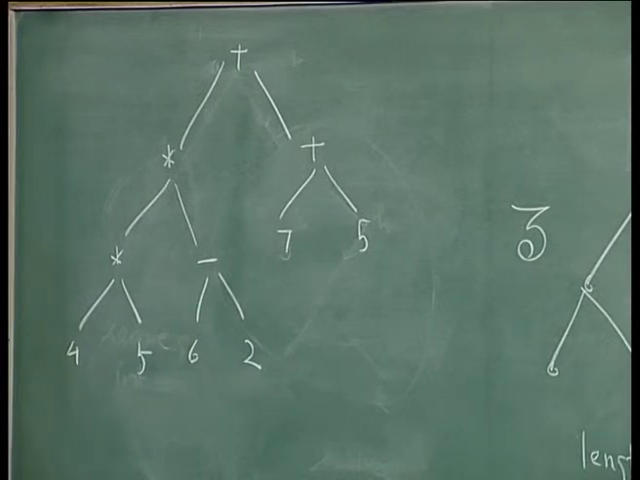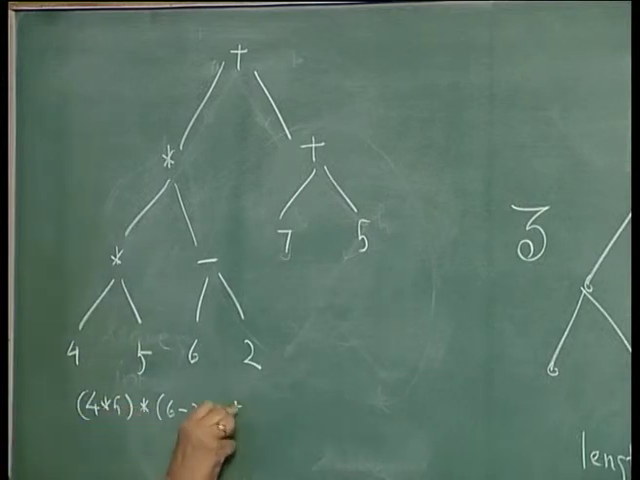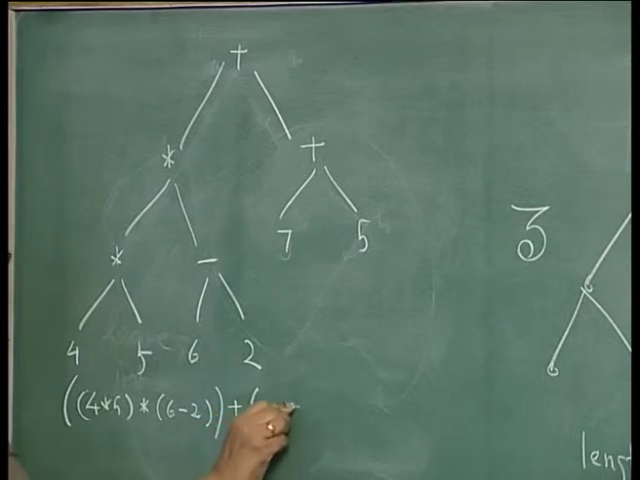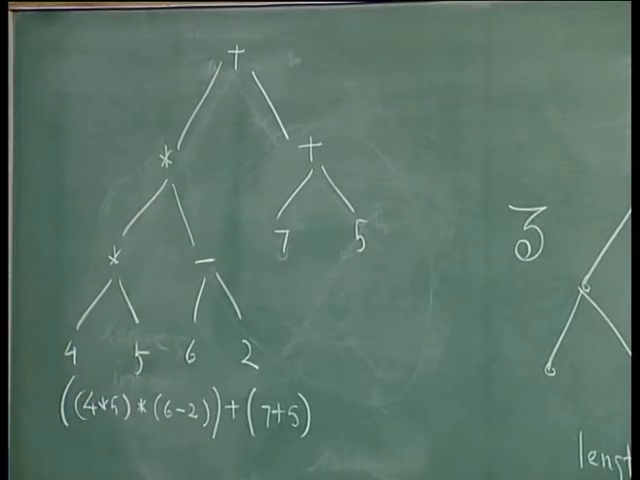What does this tree represent? This tree represents an arithmetic expression and you can write it like this. Four star 5 star 6 minus 2, that is this portion, and it should be added to 7 plus 5. This arithmetic expression is represented as a tree like this.